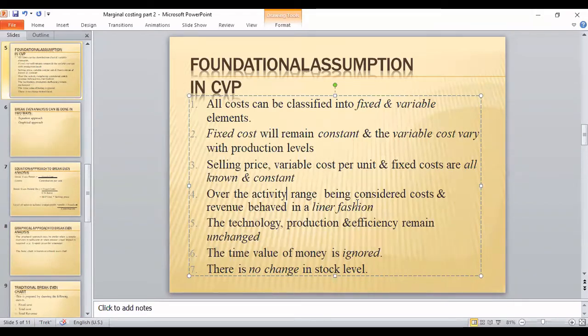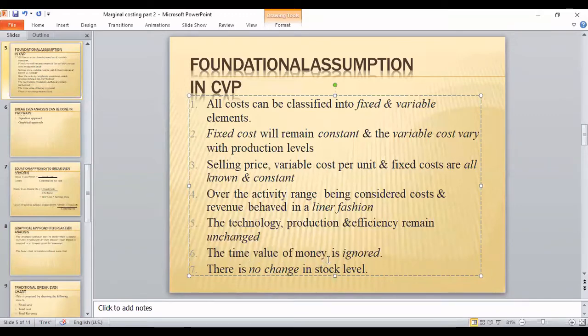ये हम लोग इकोनॉमिक्स में भी पढ़ते थे ना, अदर थिंग्स बीइंग कांस्टेंट. दैट इज द सिचुएशन. अगर ये असम्पशन नहीं करेंगे तो फिर मार्जिनल कॉस्टिंग आप अच्छे से समझ नहीं पाओगे और कैलकुलेशन नहीं हो पाएगा. Is this part clear? Yes. Okay.